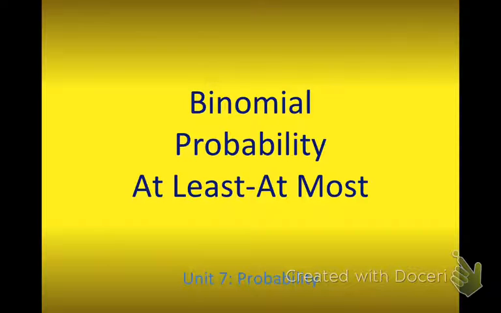Alright, so we're going to be going through the binomial probability "at least, at most" section of Unit 7, which is talking about probability. This is pretty similar to what was going on yesterday with just straight binomial probability. The only difference is now we're going to be talking about having at least a number or at most a number, which adds one extra step on.